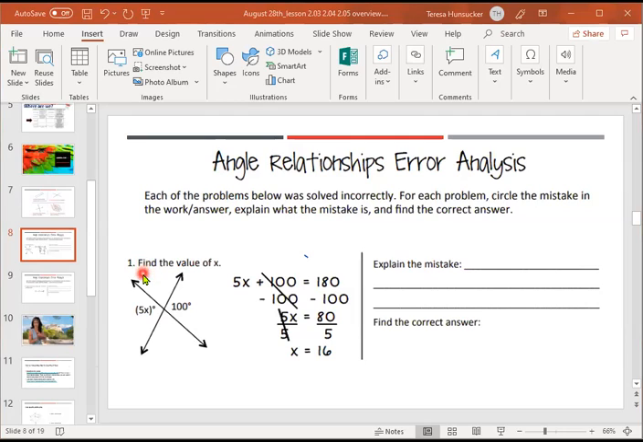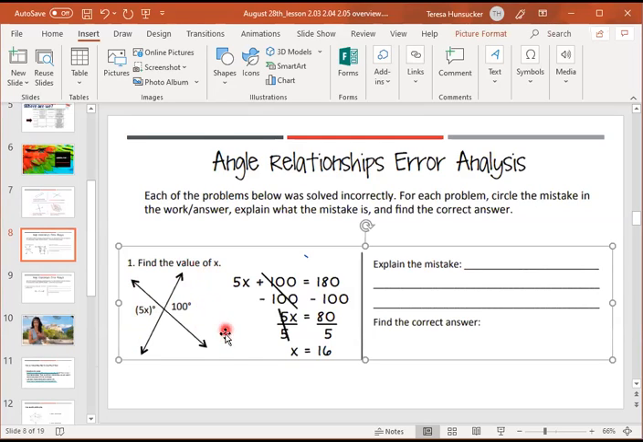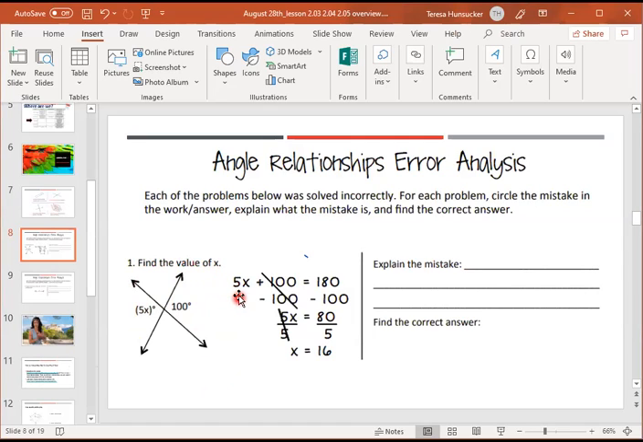This question says find the value of x. We have two lines intersecting with angles 5x and 100. To solve for x, this particular person wrote 5x plus 100 equals 180 and solved for x and got x equals 16. Without jumping to conclusions or acting too fast, I'm going to give you a minute to think about it. I want you to explain the mistake and find the correct answer. So right now you're typing and get me that correct answer, please. If you need a hint, let me know.